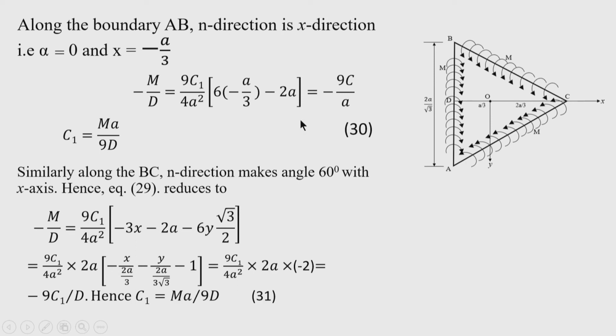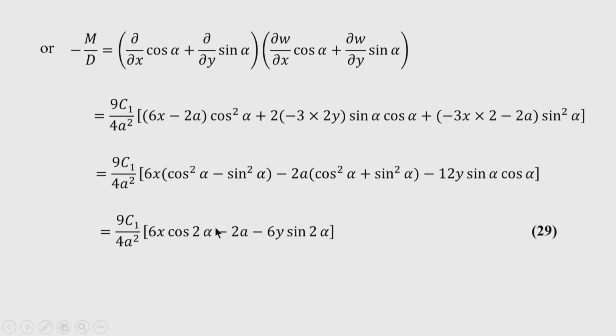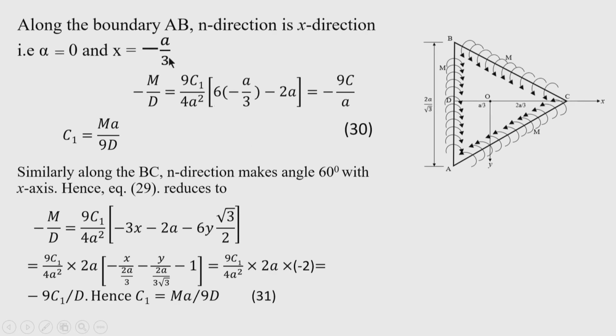So, in the previous equation, we can now put alpha equal to 0 and x equal to minus a by 3. Then we get this form of the equation, and then we can get the unknown constant C 1. So, the unknown constant C 1 can be determined in terms of the applied moment M, the side of the plate and the flexural rigidity. Now the constant is known, but we have applied the boundary condition along only one edge, AB.